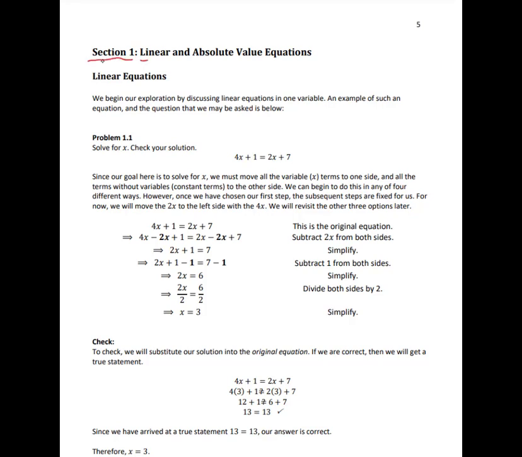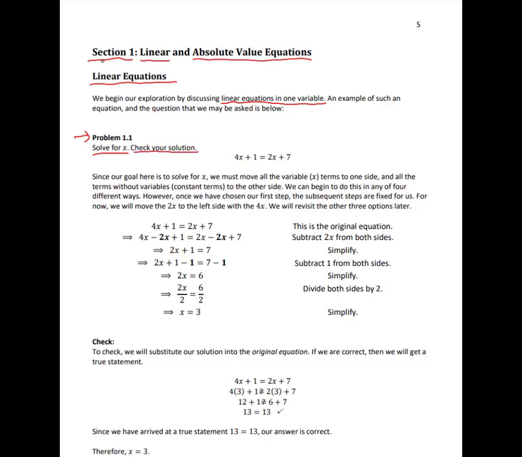Section 1 on linear and absolute value equations. First, we're going to start off with linear equations, and specifically linear equations in one variable. An example of such an equation is given to us in problem 1.1, where we are asked to solve for x and then check the solution.